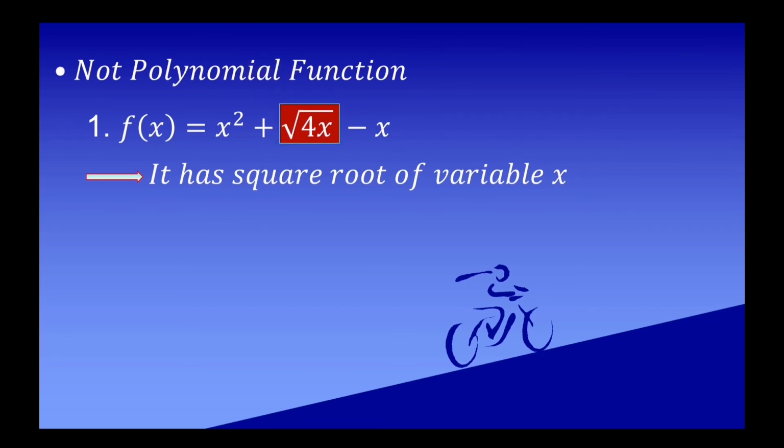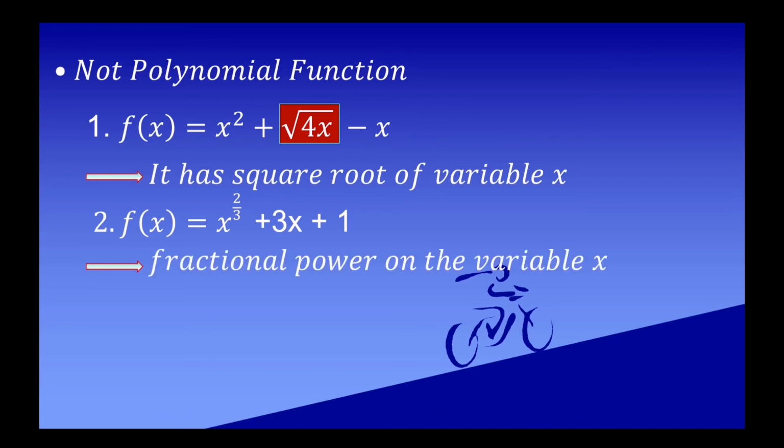Look at the second term, we have the square root of 4x. For number 2, f of x is equal to x raised to 2 thirds plus 3x plus 1. Also, this is not a polynomial function because of the fractional power on the variable x. Look at the first term, x is raised to 2 thirds.